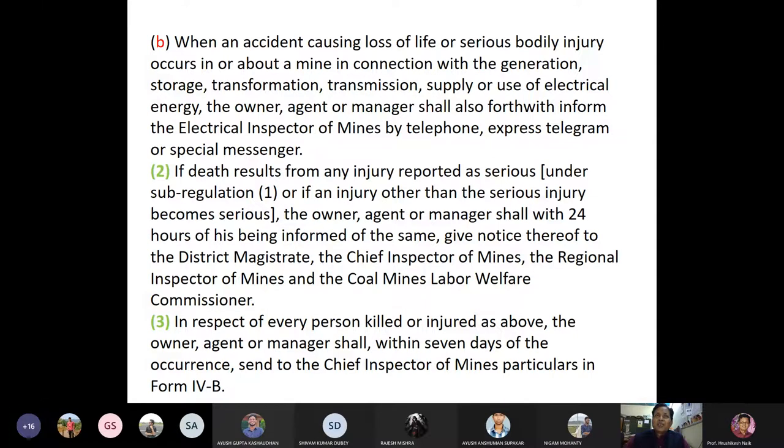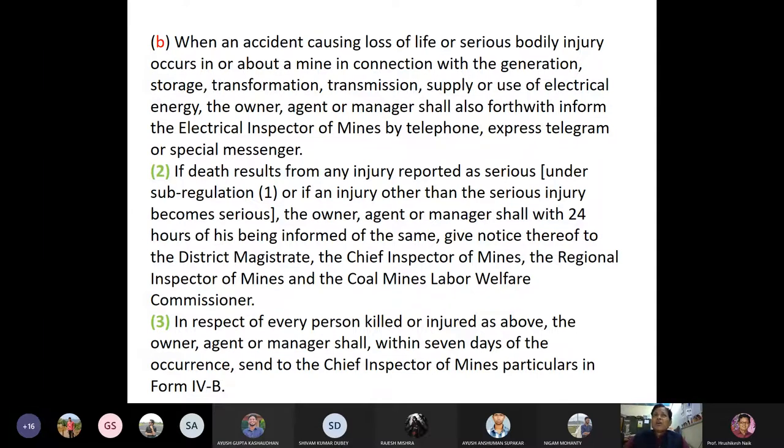Because in the mines, you are using electrical energy for the generation of electricity, for the storage of electricity, for the transformation of electricity, for the transmission of electricity. So in that case, if some accident has taken place out of electrical energy and somebody is dead or has lost his life or is seriously injured, then the owner, agent, or manager of the mine shall also forthwith inform the electrical inspector of the mines.